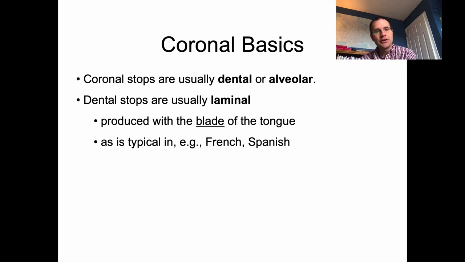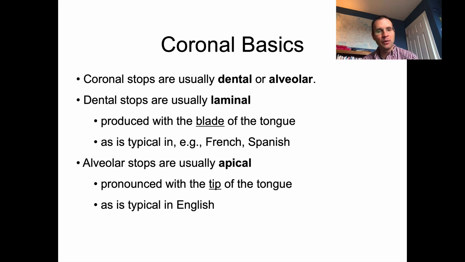So dental stops are usually produced laminally, which means they're produced with the blade of the tongue. And this is typical in languages like French and Spanish. You normally get dental stops there. Compare that with alveolar stops, which are apical. And those are the coronals that you get in English. And those are going to be pronounced with the tip of the tongue. And I'm saying English here. It's possible that you might produce these particular sounds as dentals, just given your own variety of English. But most English speakers are going to produce them as apical alveolars.